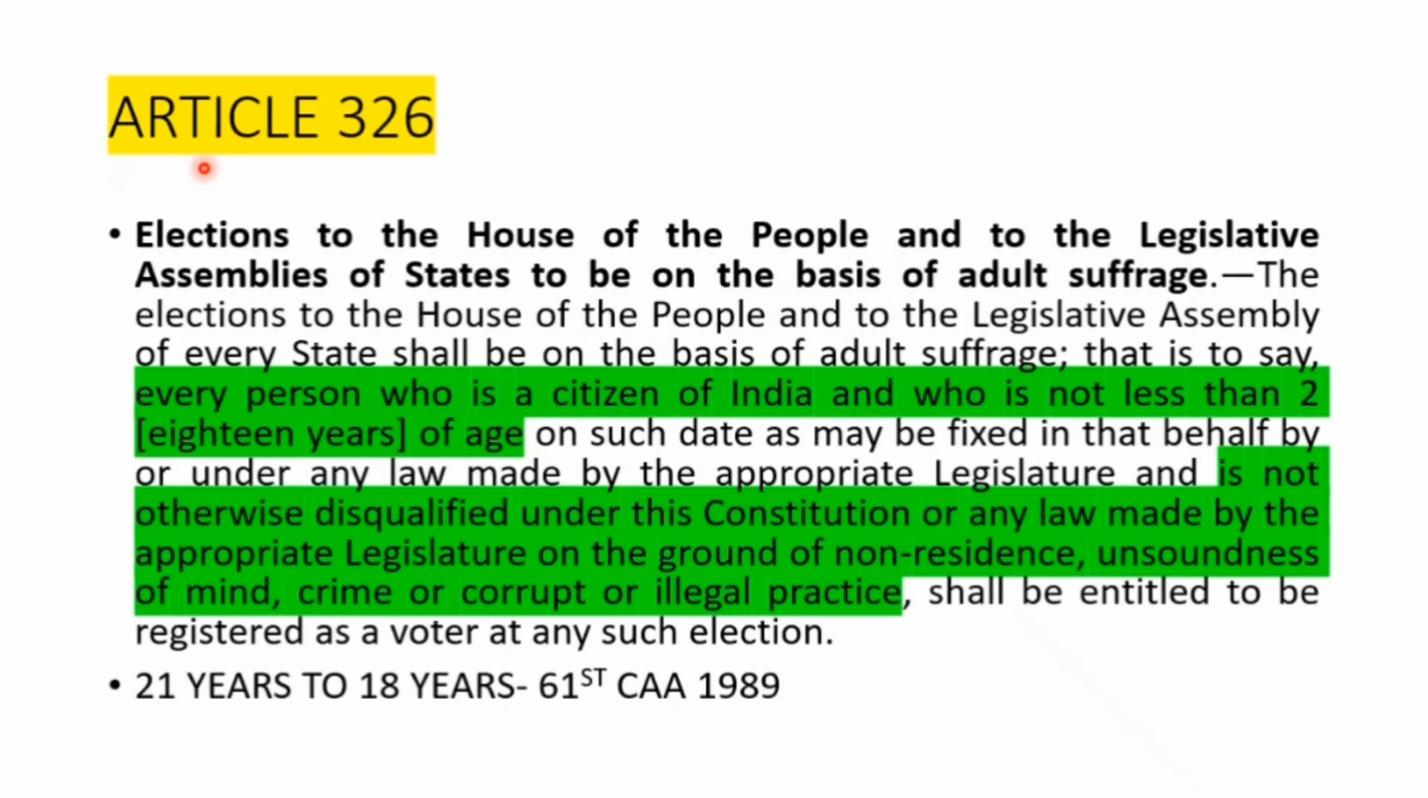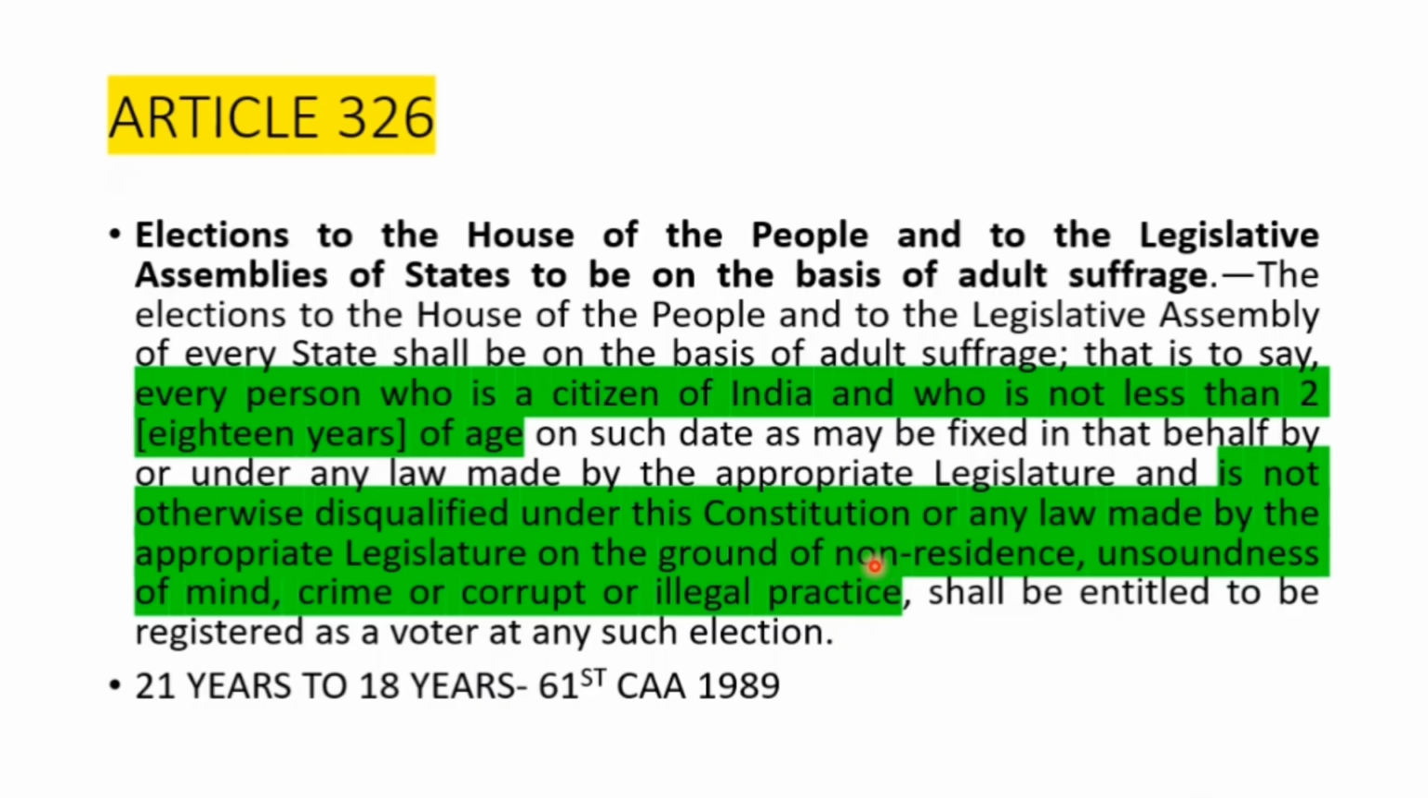Then Article 326, and it is about adult suffrage. It says every person who is a citizen of India and who is not less than 18 years of age. So the two criteria are: he should be a citizen of India and he should be a major. So these persons shall be entitled to be registered as a voter at any election. Okay, so if he has fulfilled these two criteria, he can be registered as a voter. But it has some exceptions, that is, if that person is disqualified under this Constitution or any other law made by the appropriate legislature on the ground of non-residence, unsoundness of mind, crime, or corrupt practices or illegal practices, then that person cannot be registered as a voter.